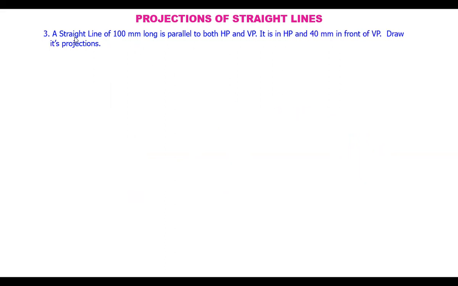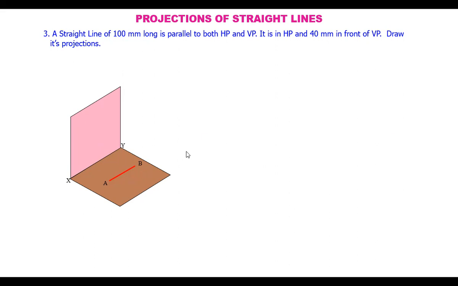Next, its true length is again given here, 100 mm long, is parallel to both the planes. It is in HP now. Earlier we have seen the line in the VP. It is in HP now, 40 mm in front of VP. And also because it is given here, it is parallel to VP. Now let us see. The line is parallel to VP means like this, parallel to the reference line, and is in HP. The entire line is in the horizontal plane. That means both the ends, A as well as B, are in the horizontal plane.